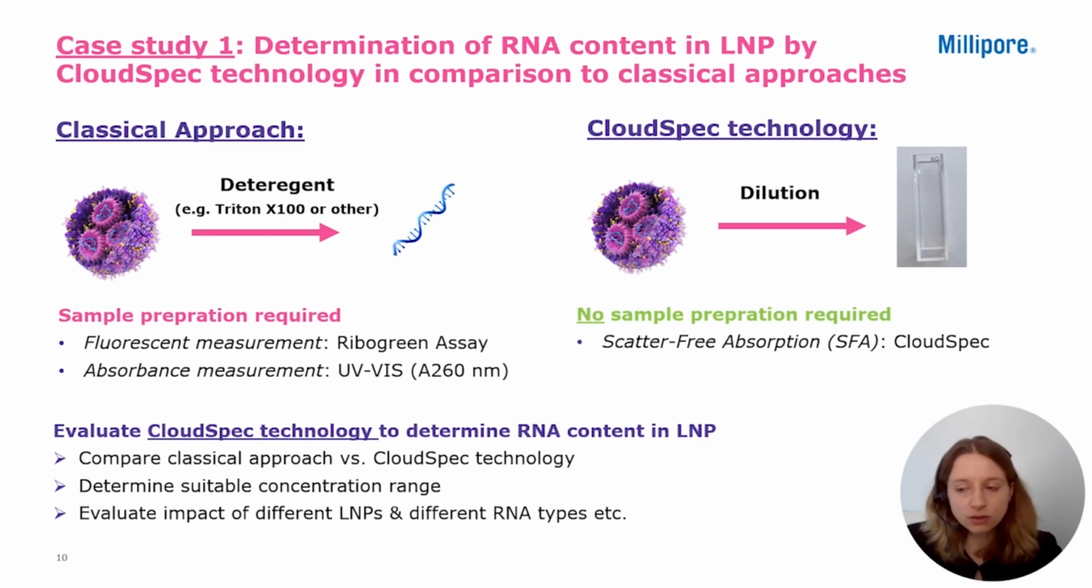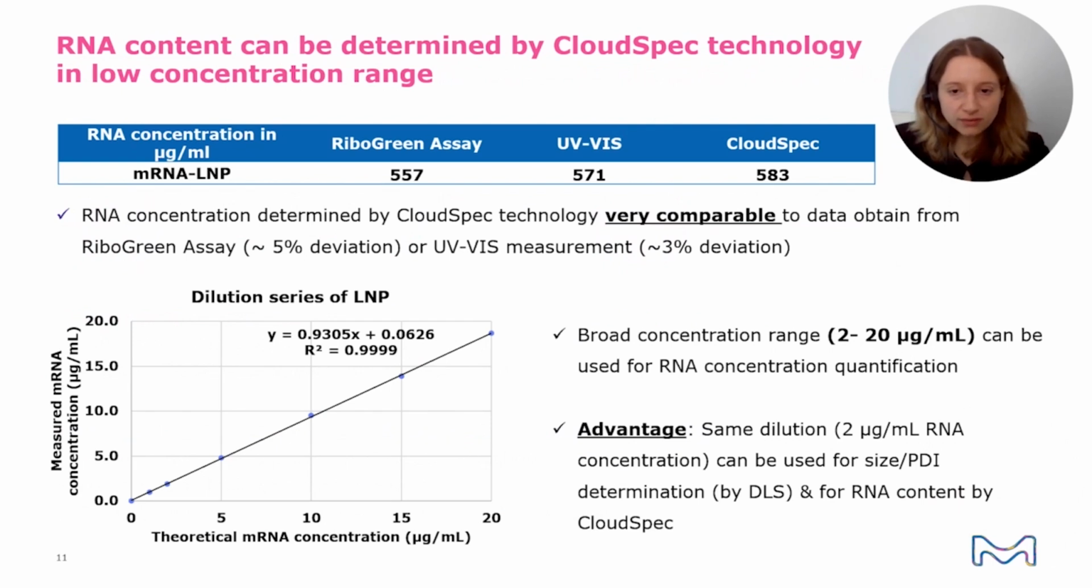And as I also described, as we typically have plenty of different formulations with different ionizable lipids, different RNA types, and different compositions, we wanted to evaluate if there are any impacts coming from the formulation itself or from different RNA types. So starting off with our first set of experiments, we manufactured very classical LNPs containing mRNA, very similar to the COVID vaccines. We then determined the RNA content within those LNPs using 3 different methods: the ribogreen assay, our UV-Vis content assay, and the CloudSpec technology.